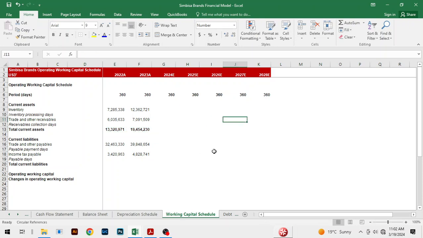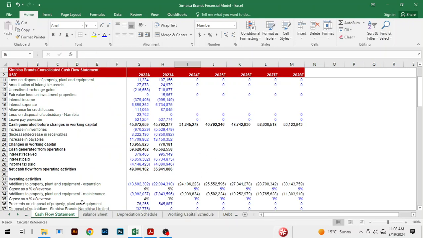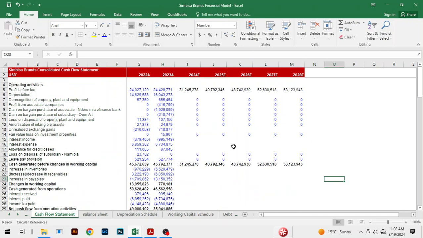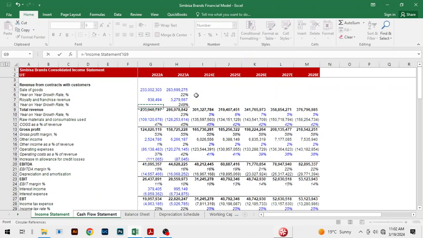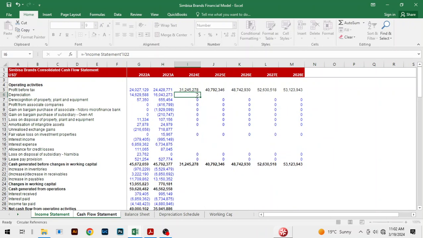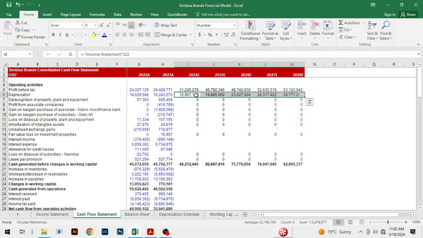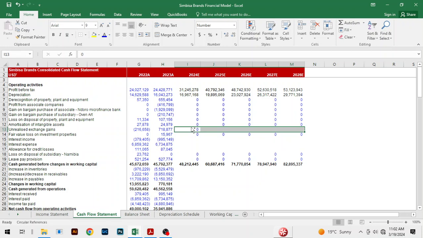Okay, but I think before that we still need to go back to the cash flow statement here, and we have to link depreciation from the income statement. So we have to say income, and then here, and then we copy to the right, just like that. So here we have got unrealized exchange gains. We have no information relating to that, so for now we just copy that to the right. What else is left here? So we've got these three, okay, which is fine.